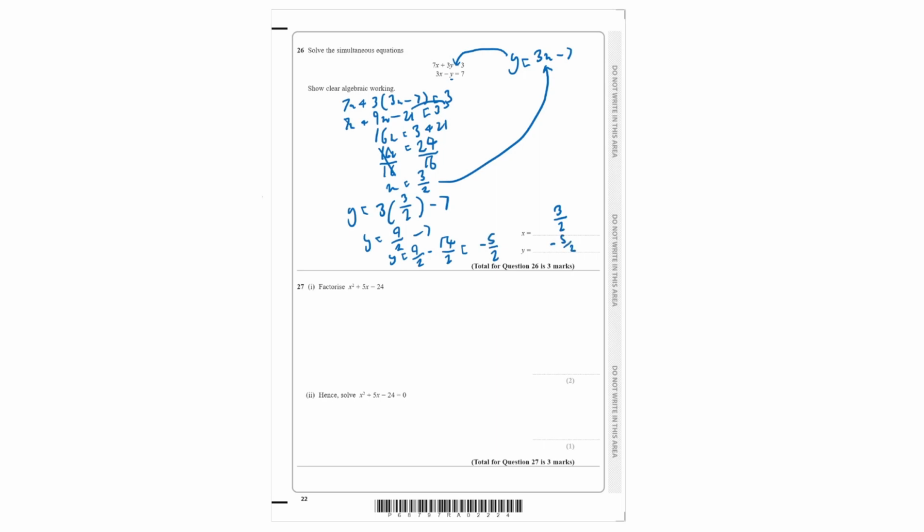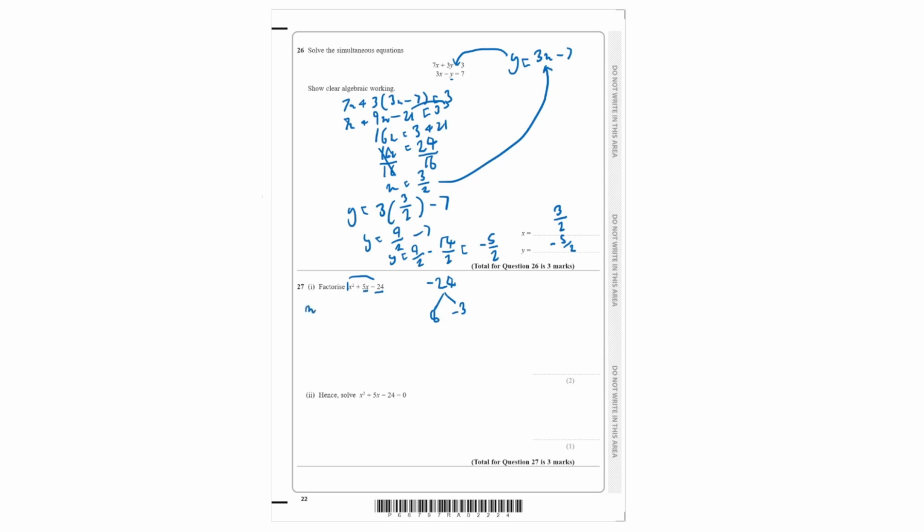Question 27. Factorize x squared plus 5x minus 24. In order to do this, we'll be using the finding squares method, where we multiply the constant with the coefficient of x squared, which here is 1. We get negative 24. What we're trying to do here is find two values that when multiplied equal negative 24, but when added equal 5. Here I can see we have 8 and negative 3. When we multiply 8 and negative 3, we get negative 24. But 8 minus 3 equals 5.